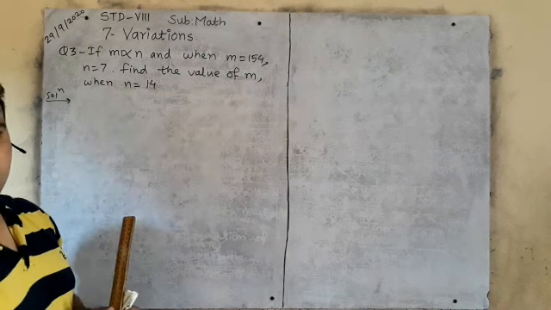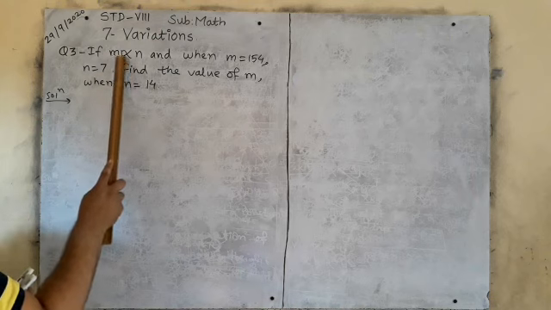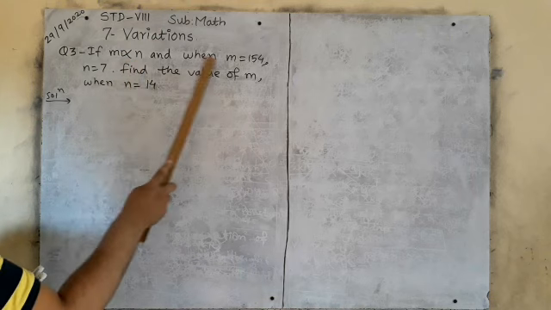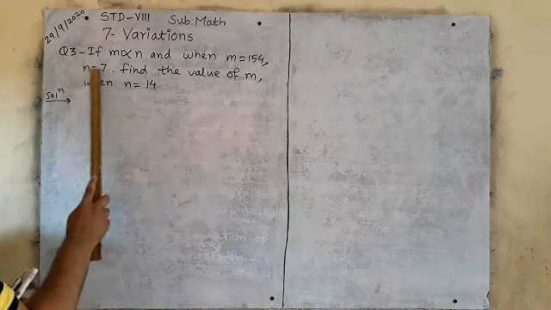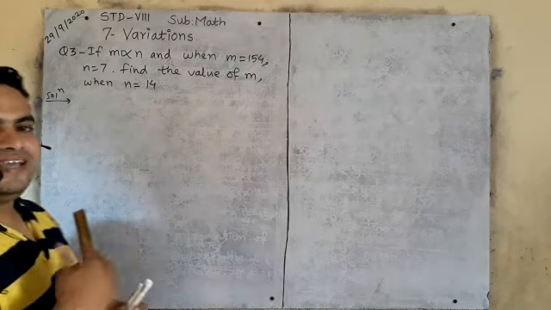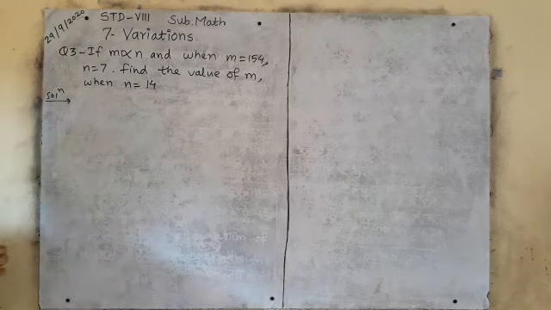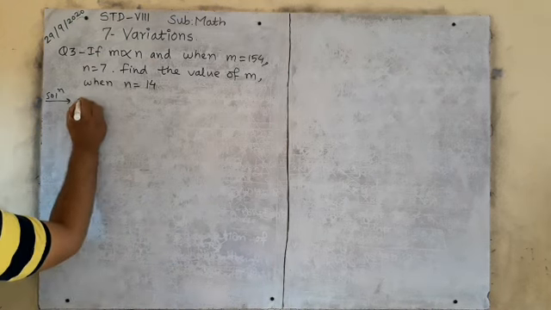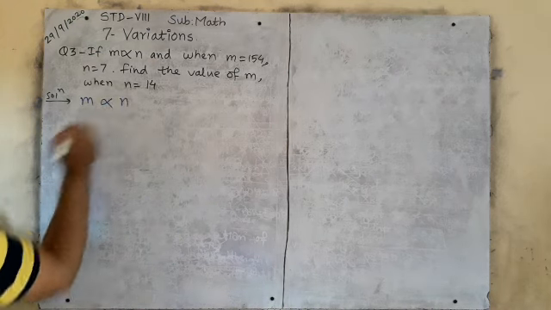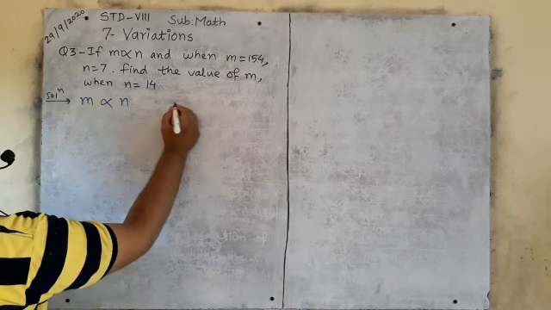Second condition. Okay, so first we will use m is directly proportional to n, where m is equal to 154 and n is equal to 7. By this we will find the constant k value. Look at the solution of this. M is directly proportional to n. Okay, it is given.